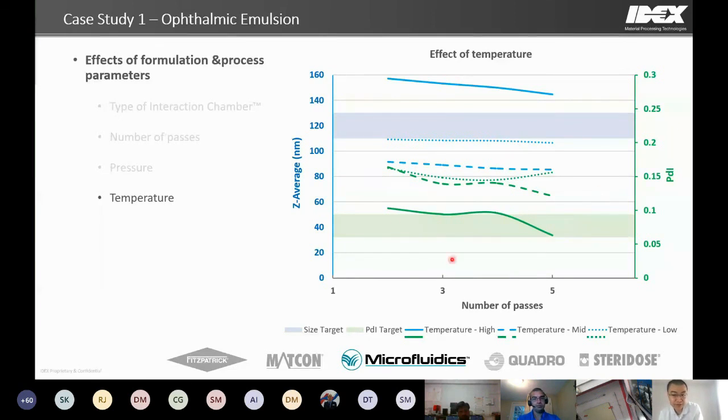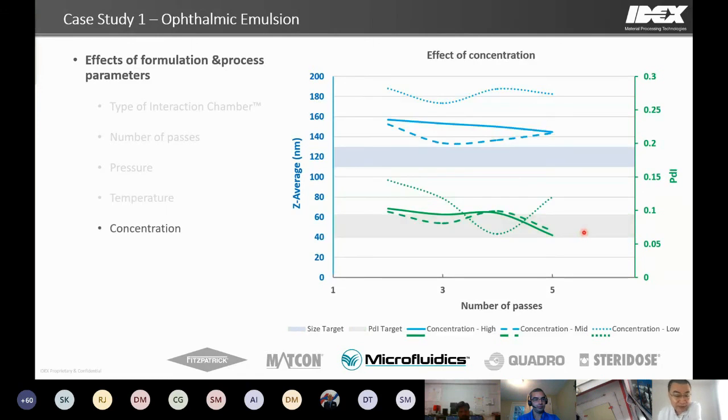Given that achieving smaller PDI may be more critical and difficult for this emulsion, processing at higher temperature may be necessary. Finally, we look at the effect of varying concentrations without changing the compositions. Using a relatively concentrated formulation is often possible, especially for emulsions, since you can always dilute the sample or the product to reach the final desired concentration afterwards. Obviously, you need to check to make sure that the particle size and distribution do not change after dilution. In this case, we tested and confirmed that the nanoemulsion was stable enough for dilution.